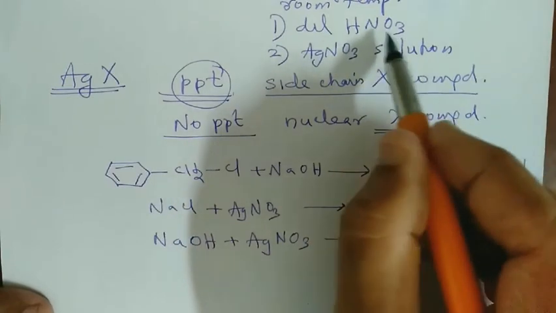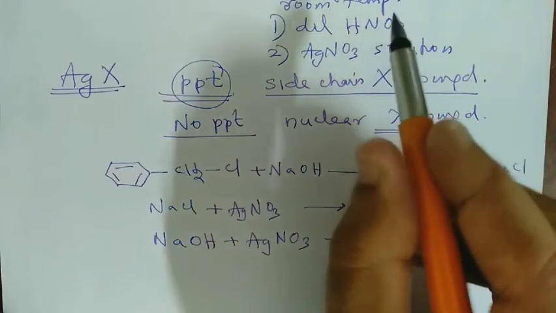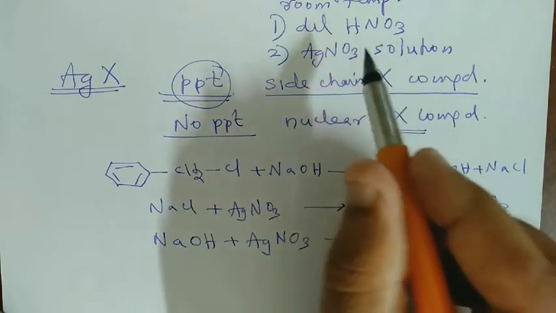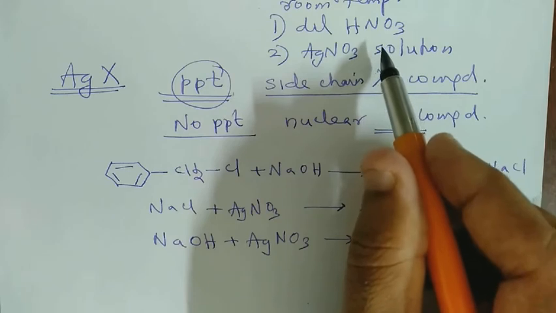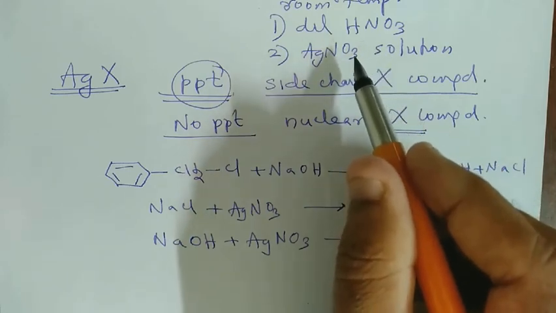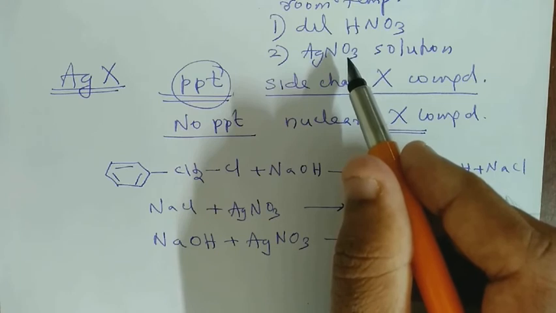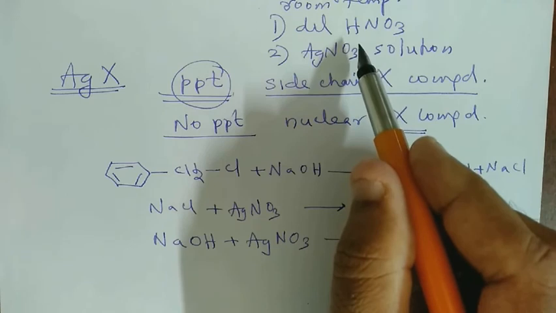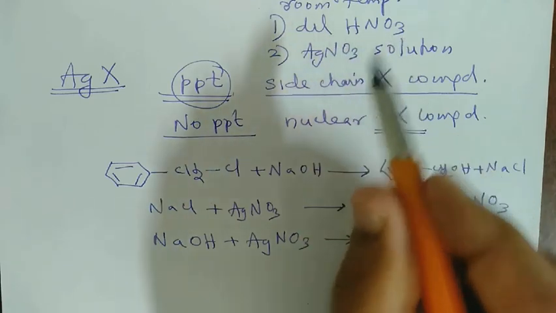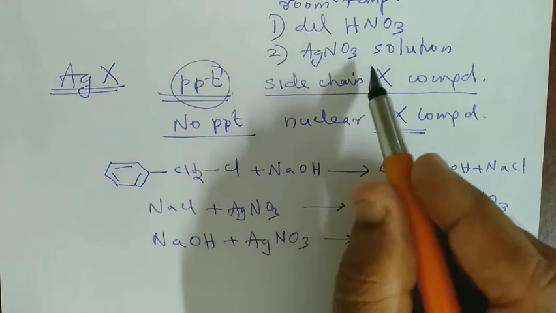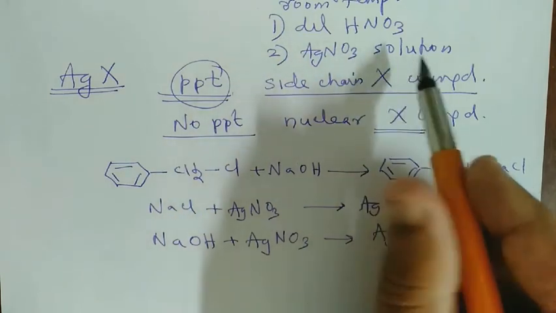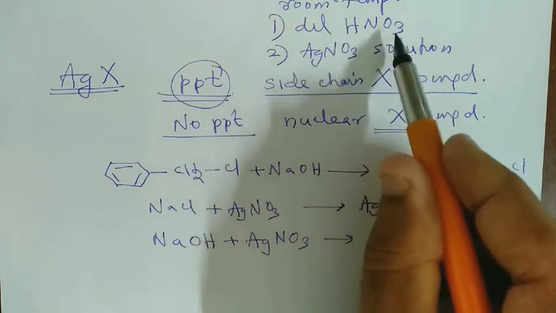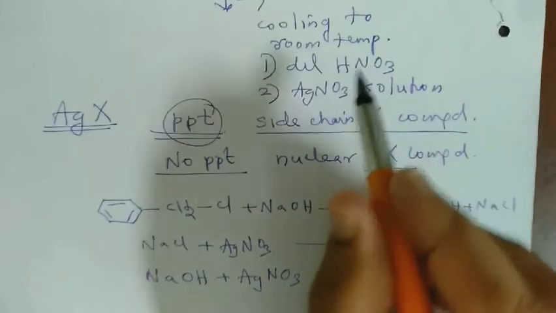HNO3 is selected for acidifying the mixture. HCl, H2SO4, acetic acid, etc. cannot be used as they give corresponding silver salts which are insoluble and white in color. That is, acids like HCl, H2SO4, acetic acid, etc. give white precipitates of silver chloride, silver sulfate, and silver acetate respectively. Hence, nitric acid is used for neutralizing the reaction mixture.